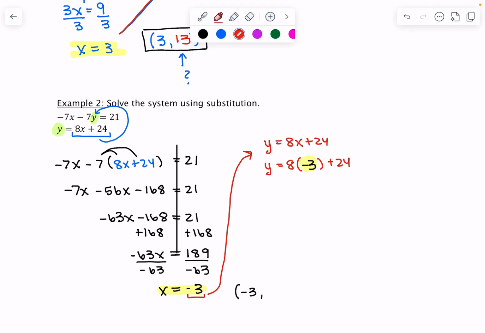So now when I find y, it is going to be equal to -24 plus 24. So y is going to equal 0. And that's okay, you might get an answer of 0. So (-3, 0) is my solution to example 2.